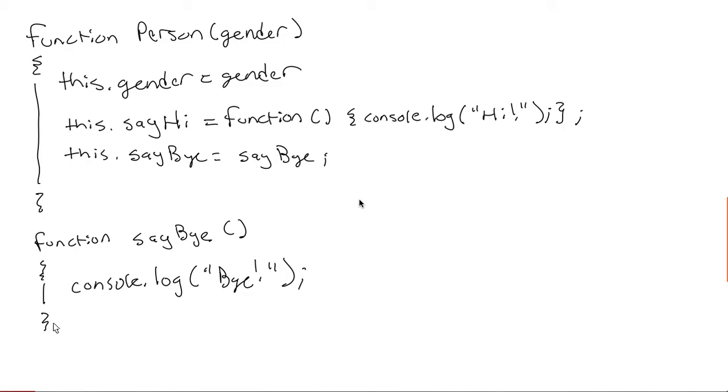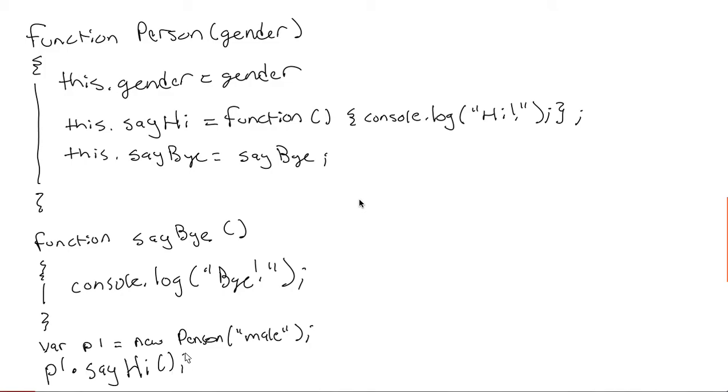Okay. Now, if I declare a person right here, if I say var p1 equals new Person male, and then I say p1.sayHi, what do you think is going to happen? You might be saying, hopefully, you'll be saying, hey, it says console log. It writes hi to the console, which you'd be correct.